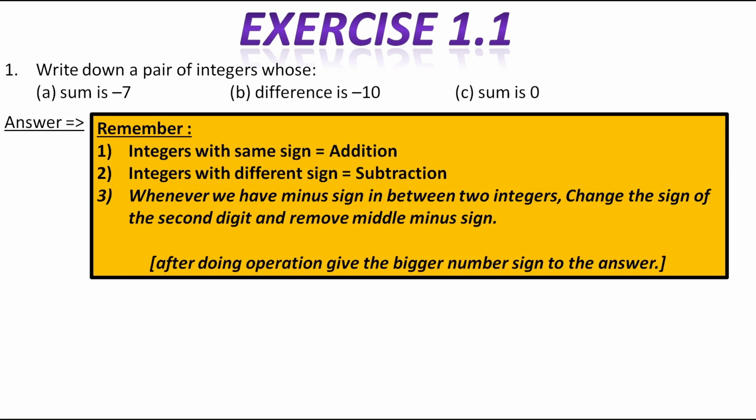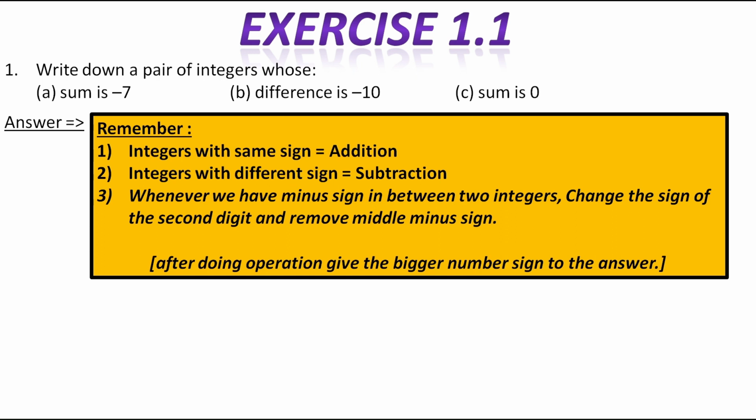Here is a short description. Whenever you add or subtract any integers, remember that when we have integers with the same sign, we directly add them, and if we have integers with different signs, we subtract them. Whenever we have a minus sign in between two integers, we change the sign of the second digit and remove the middle minus sign. After doing all these operations, we give the bigger number's sign to the answer. These important points you have to remember while operating with integers.